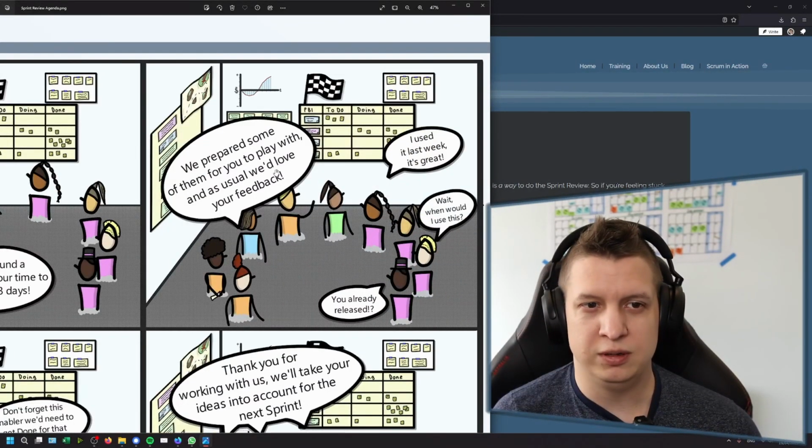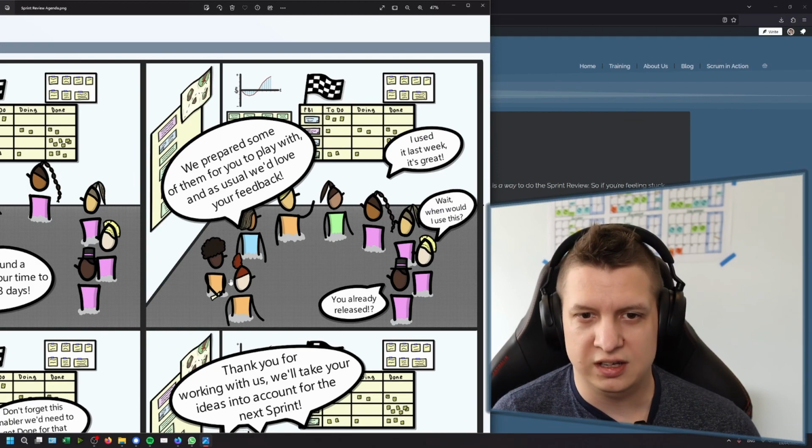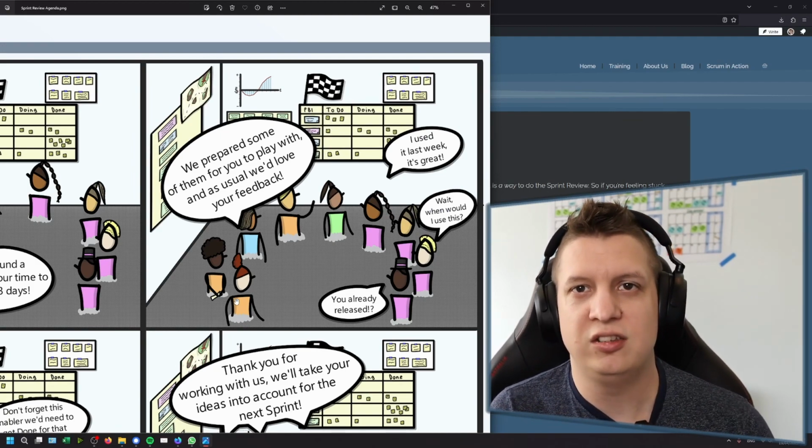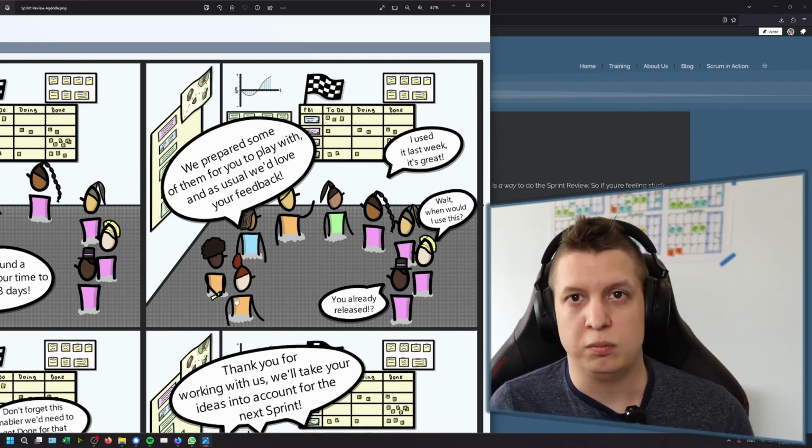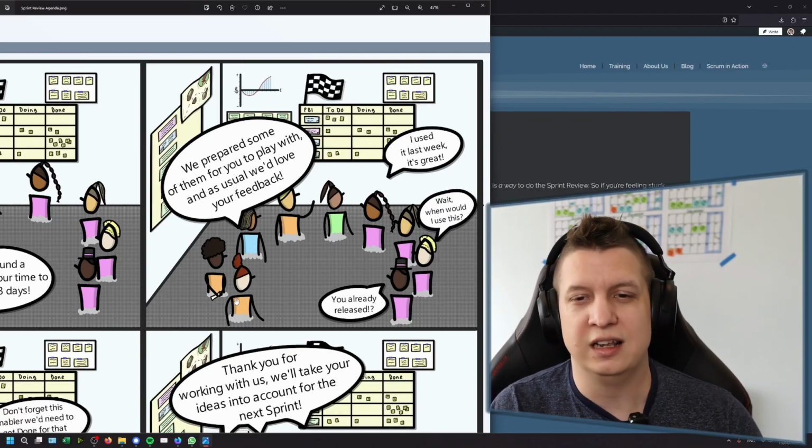And then the Scrum team prepared some of them for these stakeholders to play around with, right? Whatever the product might be. And as usual, would love your feedback, right? So they're saying, here is the increment. Here's the latest increment, whatever we built. Please play with it, use it, break it, and let us know what you think.